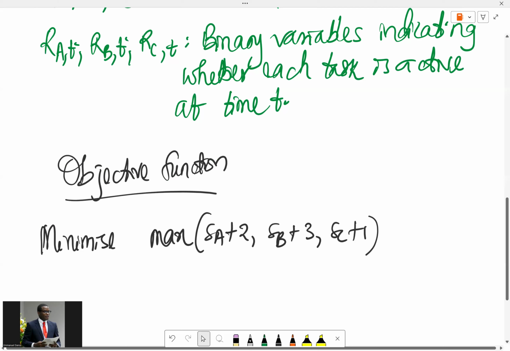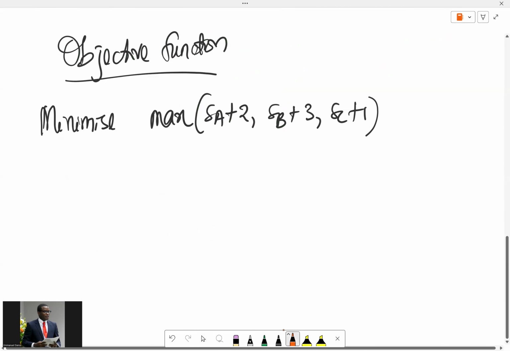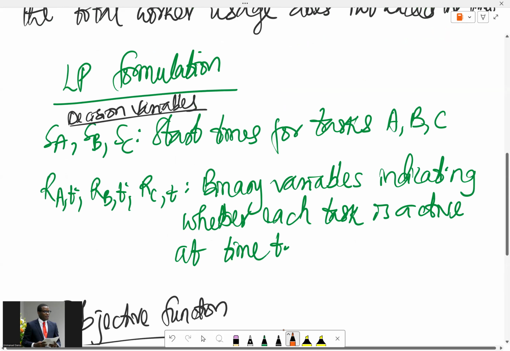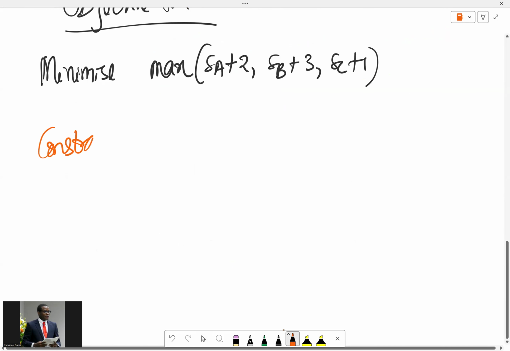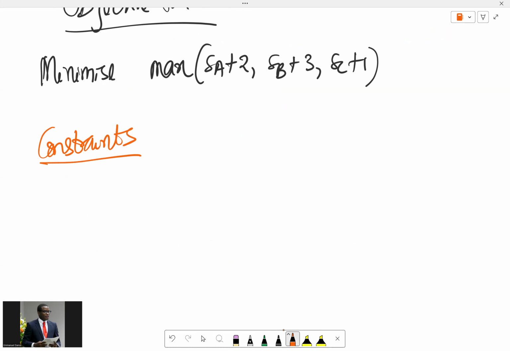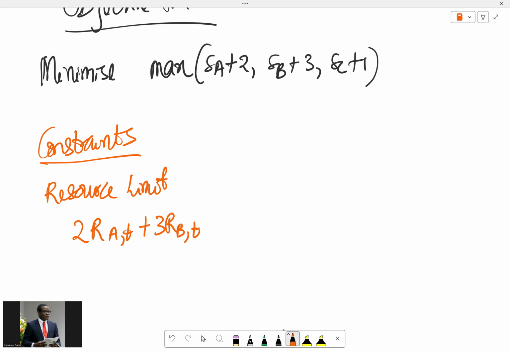And then we talk about the constraints. First we have the resource limits. Resource limit at any time t: 2 RA,t plus 3 RB,t plus 1 RC,t, since the workers are the resources here, should be less than or equal to 4. This is actually a constraint on the number of workers.